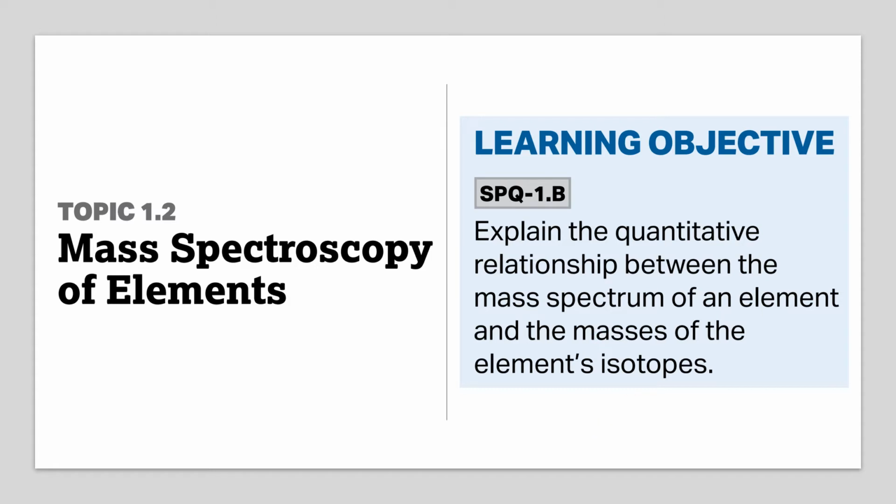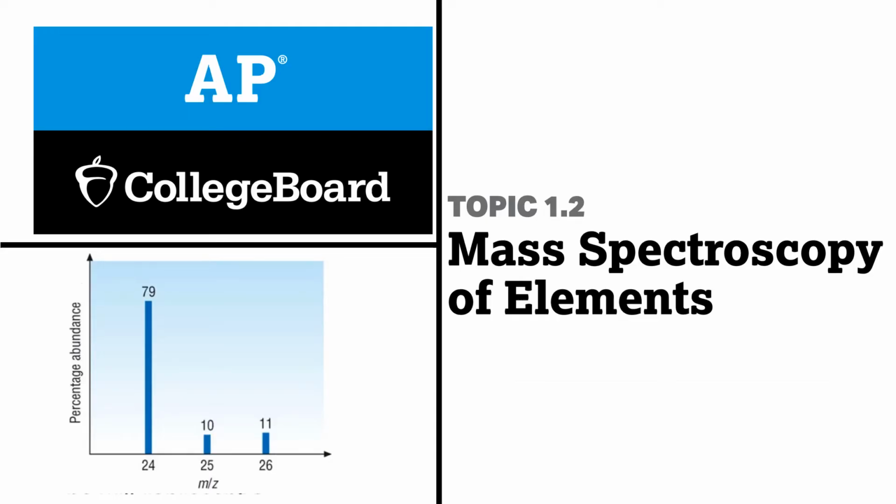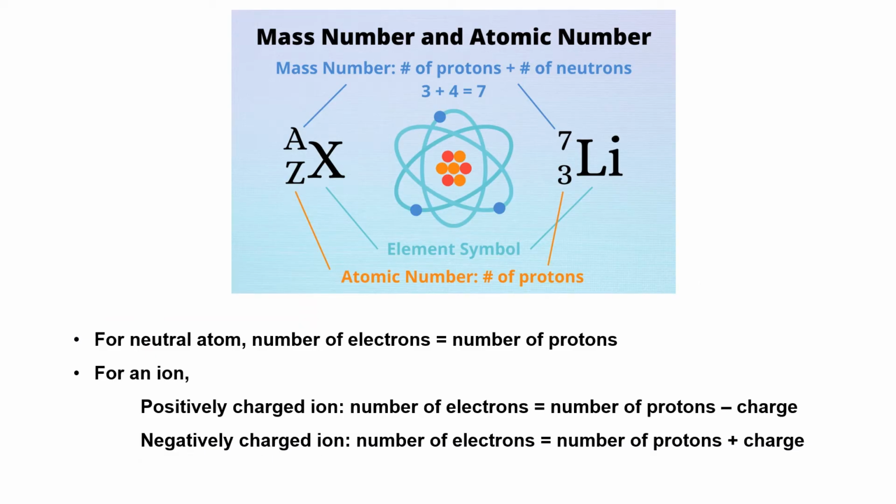So, let's start. Hello everyone, the topic is mass spectroscopy of elements. This is topic 1.2 from AP Chemistry College Board. In topic 1.1, I discussed what atomic mass is, what an atomic mass unit is, and other related things. But what is atomic number? What is mass number? Let's see what these are.